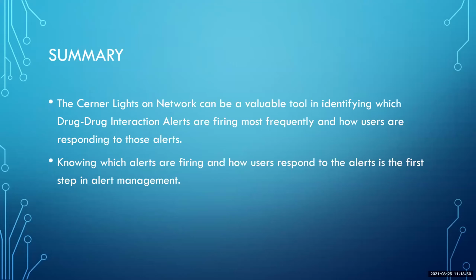So in summary, the Cerner Lights On network is a valuable tool for just identifying which drug-drug interaction alerts are firing most frequently, and then how users are responding to those alerts. So knowing which alerts are firing and how users are responding to those alerts are really the first step in alert management.